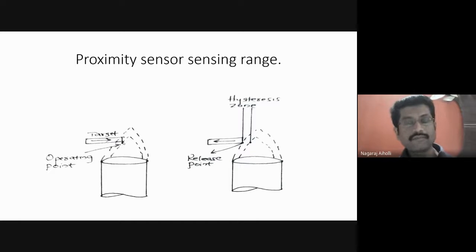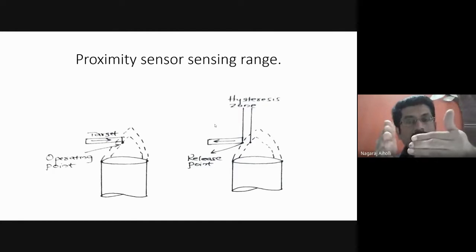There is a term called hysteresis zone. Suppose the object is brought nearer to the proximity sensor. This is the object, and you are bringing it nearer to the proximity sensor. When you bring it nearer, the sensor will try to detect the object, or the target material.